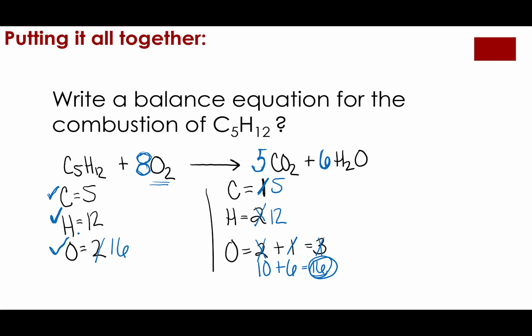I will tell you that these coefficients and the number of each individual atom do tend to get very, very large with these types of problems, and that's what makes them tricky. You're like, surely 16 oxygens is not right, but it is right. It is correct. So that's what makes these difficult.